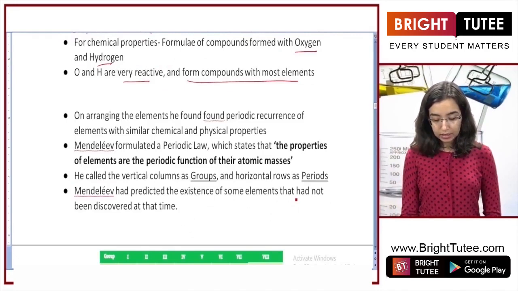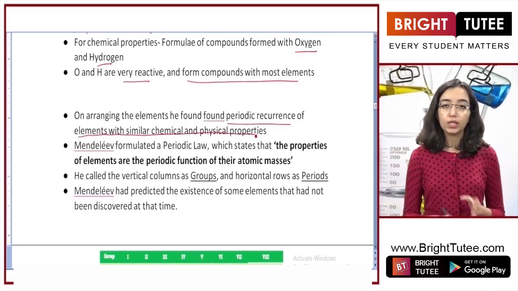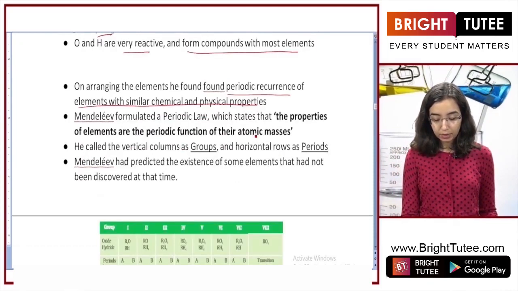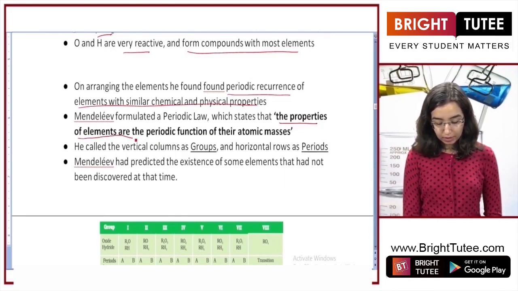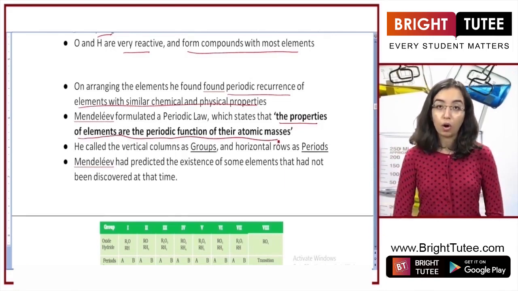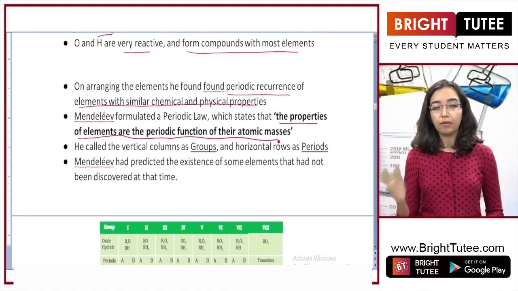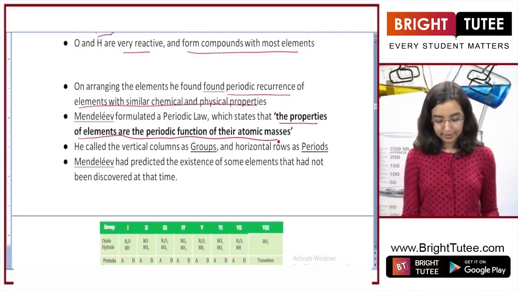On arranging the elements, he found that there was a periodic reoccurrence of elements with similar chemical and physical properties. So he was able to see that there's a pattern that is repeating itself. Mendeleev formulated the periodic law, which stated that the properties of elements are a periodic function of their atomic masses. So he said that if you arrange elements on their atomic masses, after a certain time they'll repeat in a periodic fashion because they are a periodic function of their atomic masses.